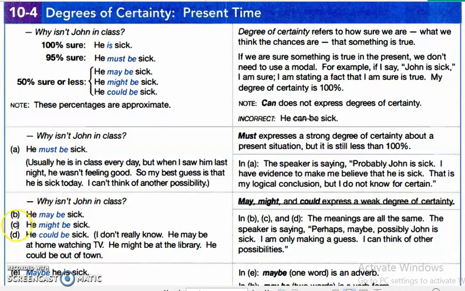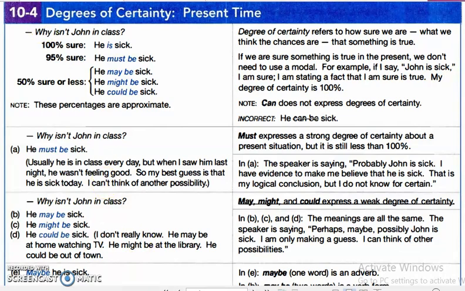However, in B, C, D, you may use may, might, or could. The meanings are all the same. It means the speaker is saying, perhaps, maybe, possibly, John is sick. I am only making a guess. I can think of other possibilities. He might be watching TV. He might do something else. He could be at the party or else.